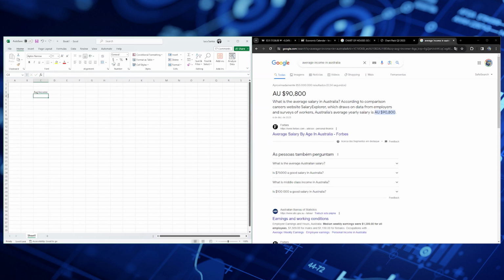Now, that's the yearly salary. Okay, so that means that if we get this divided by 12, equals, we get $7,566 per month. But this is without tax, okay?